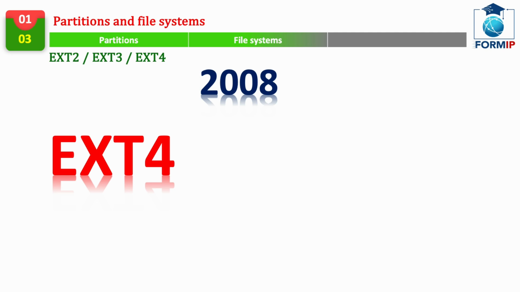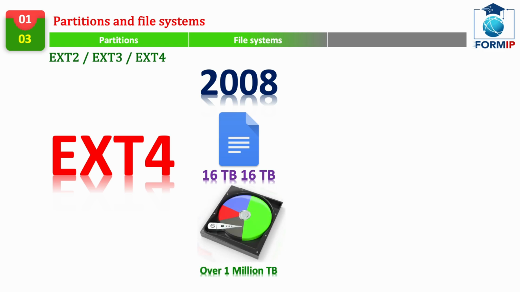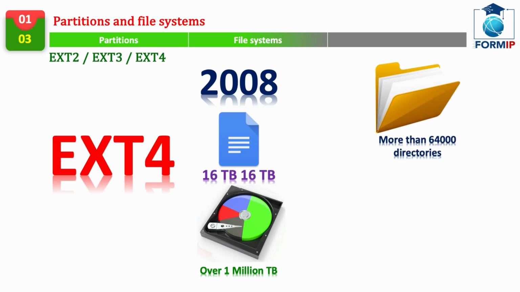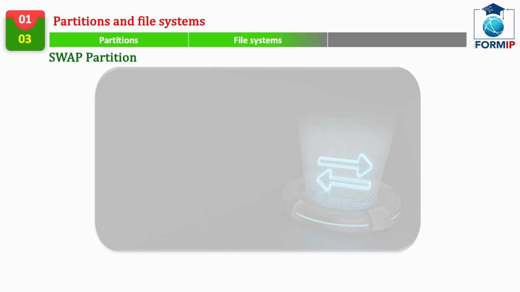And the ext4 type arrived in 2008. Files can range from 16 gigabytes to 16 terabytes. A partition can reach more than 1 million terabytes, which is gigantic, and a directory can have more than 64,000 subdirectories. From the partition type ext4, one has an option to disable logging.